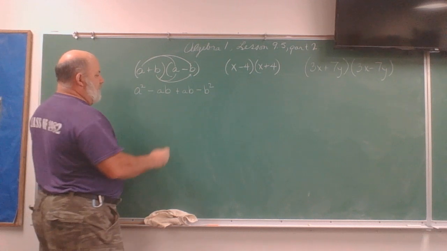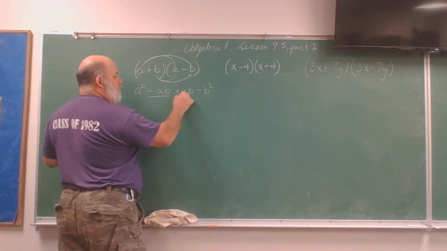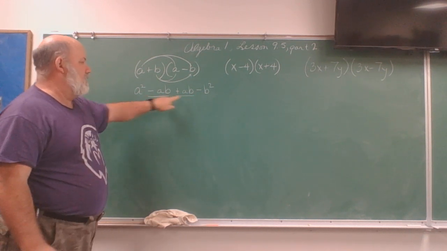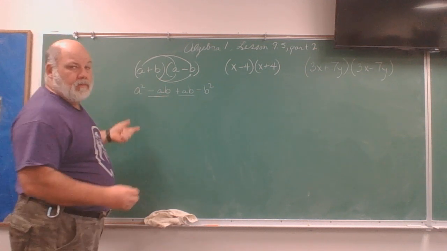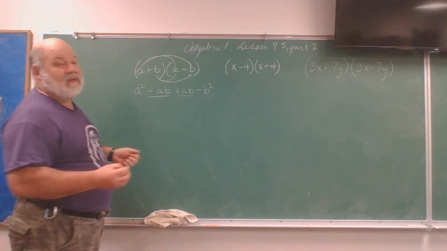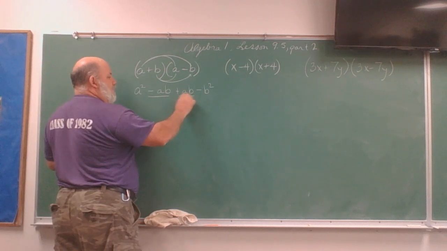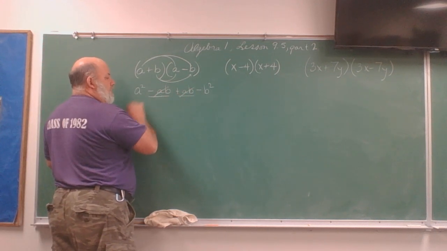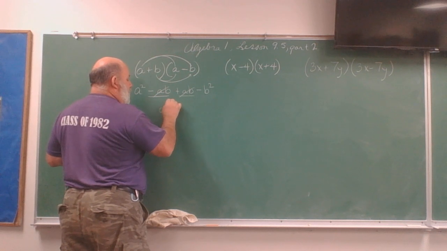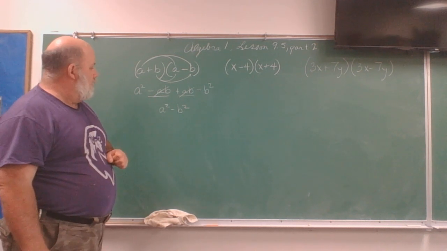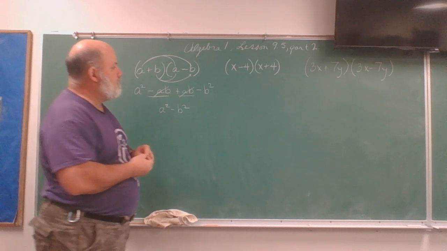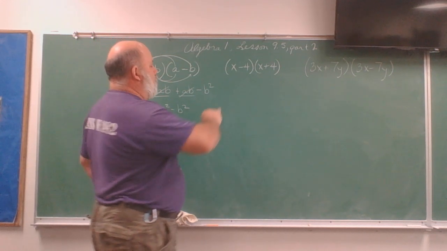When we combine these, the two middle terms, positive ab and negative ab, will equal 0. The word they use is called eliminate. They don't cancel, they eliminate. So positive ab minus ab, they're gone. And I'm left with a squared minus b squared. All right, that's interesting. Let's go on to the next one.